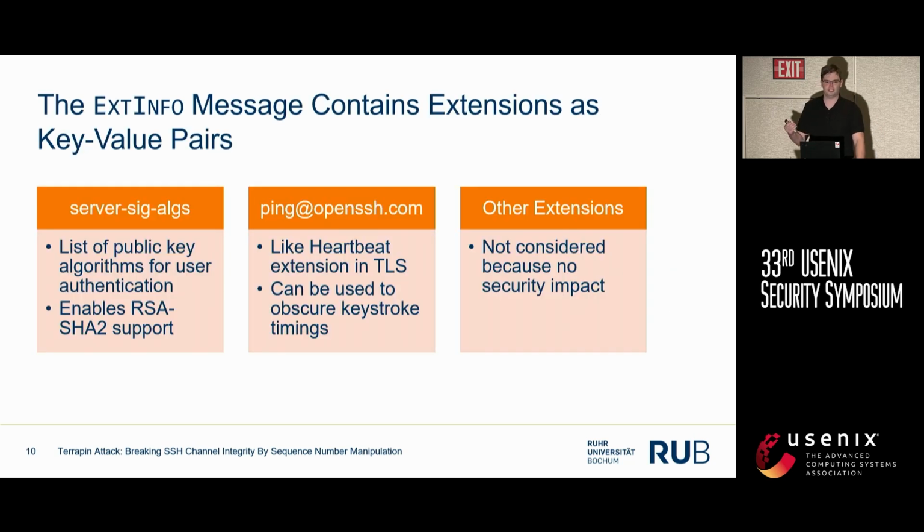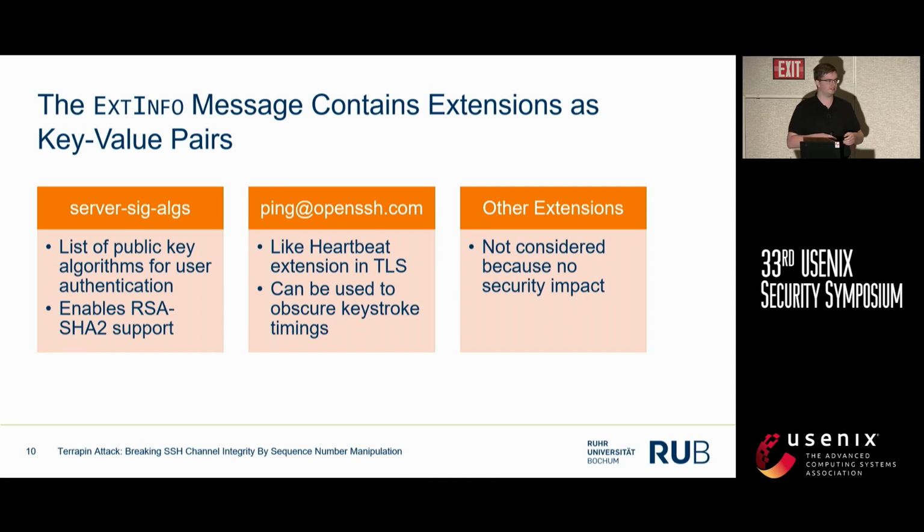Now, the extension info message is a rather simple message. It contains protocol extensions in key value format. And we identified 2 extensions that actually did have practical impact. For one, the server-sig-algs extension, and on the other hand, the ping@openssh.com extension. Other extensions were not considered because they didn't have any noticeable security impact.